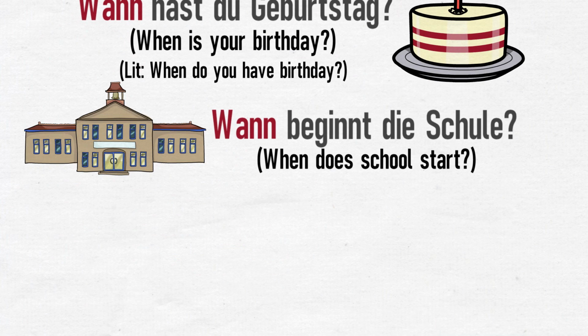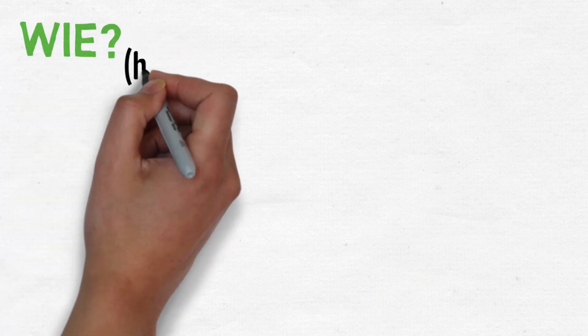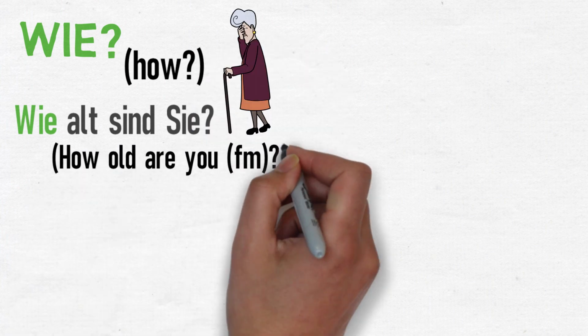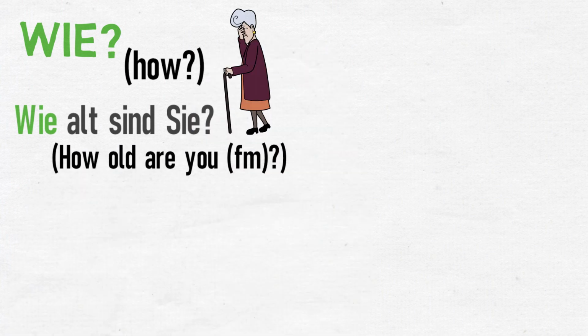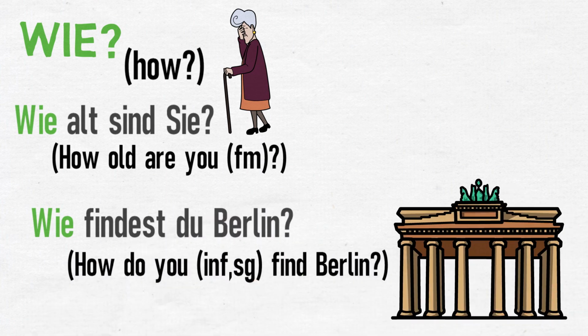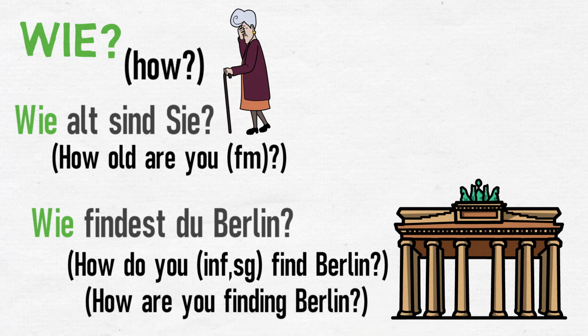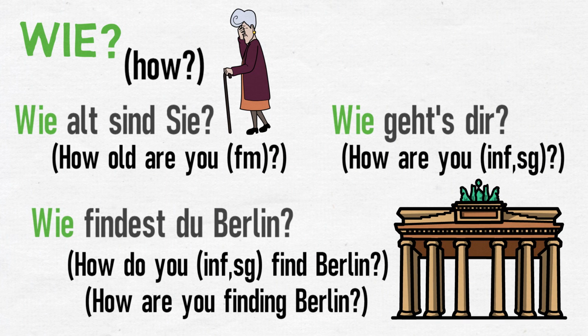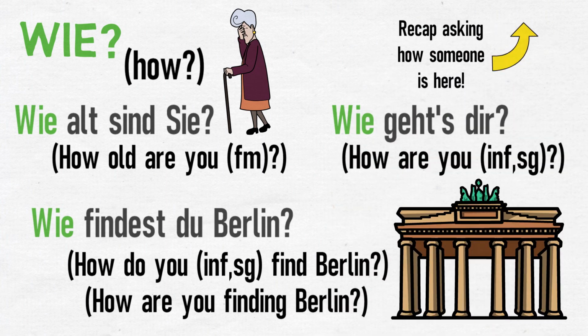The next and somewhat versatile question word is wie, which means how. Wie alt sind Sie? How old are you in a formal sense? Wie findest du Berlin? How do you, informal singular, find, or how are you finding Berlin? We also see the word wie in the phrase Wie geht es dir, which means how are you in the informal singular sense. If you aren't aware of how to ask someone how they are in German, you can go back and watch that video by clicking this banner now.